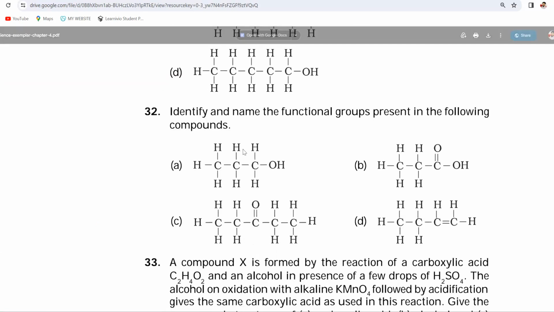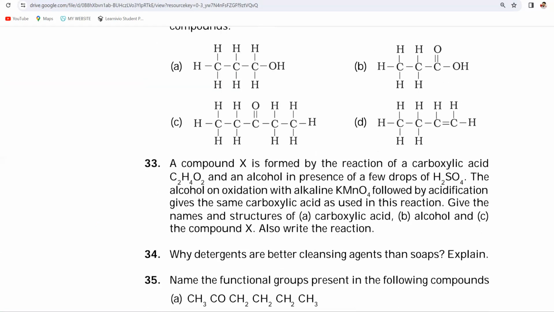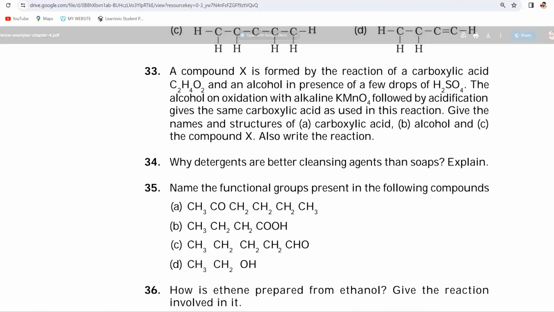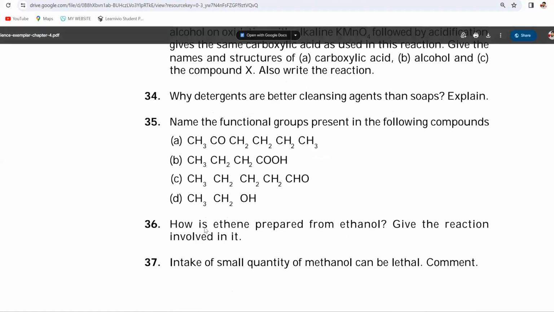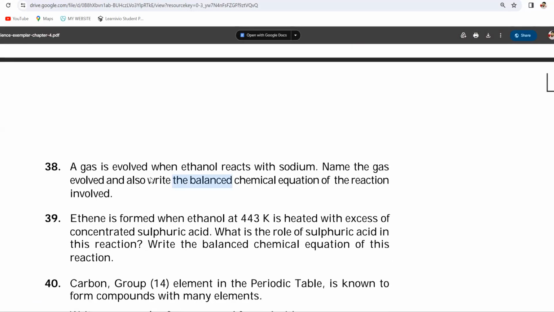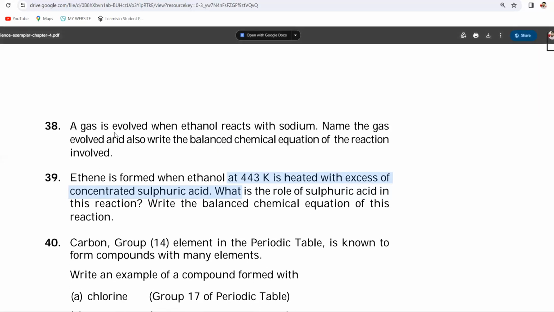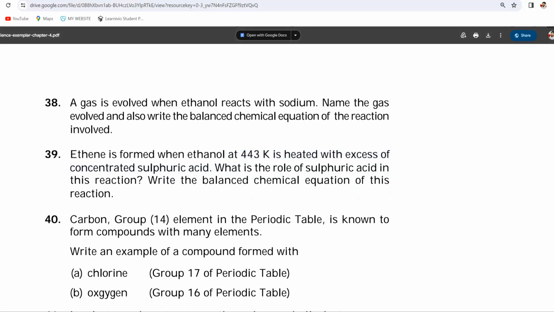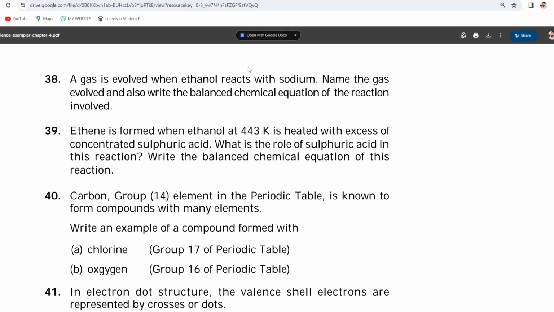Okay, we have done this one. How can ethene be prepared from ethanol? We have not done this one. Okay. A gas is evolved when ethanol reacts with sodium. Name the gas evolved. This is the same type of reaction being asked two times. Question number 38, same. Okay.